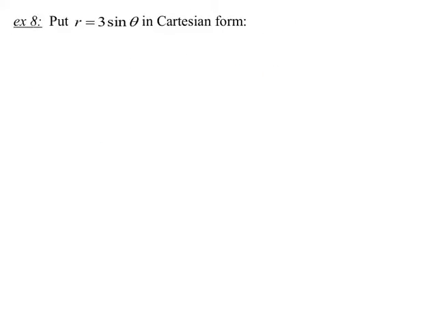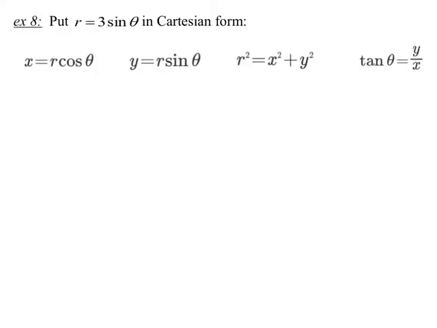Let's look at another one. For number 8, I want to put r equals 3 sine theta in Cartesian form. So we're going to use those same 4 formulas, and this one is a lot more like number 6. So here's your chance to see if you understood what we did in number 6. I want you to pause the video and try it. You want to have r cosine thetas, r sine thetas, r squareds, or tangent thetas, and that way we can get rid of our r's and our thetas and replace them with y's and x's. So go ahead, pause the video, and come back to me when you think you're ready.